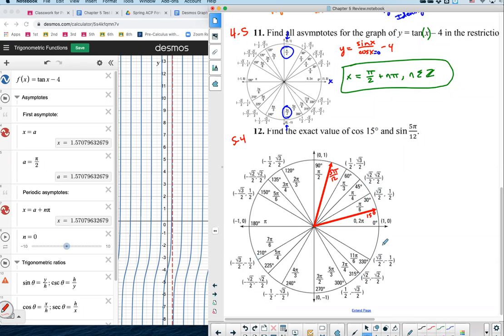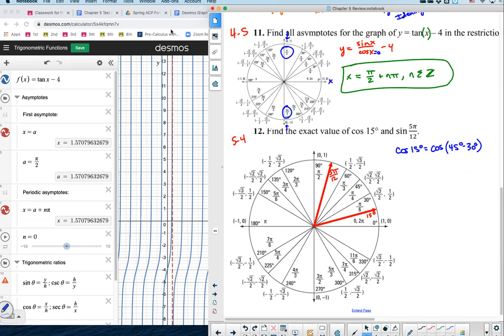angles that are on the unit circle that combine somehow to give you 15. I'm going to say 45 minus 30 would be 15. 60 minus 45 would be 15. 135 minus 120 would be 15. You can choose a lot of different ones. I'm just going to choose the first two. Now I'm going to say that cosine of 15 degrees is equal to cosine of 45 minus 30 degrees.